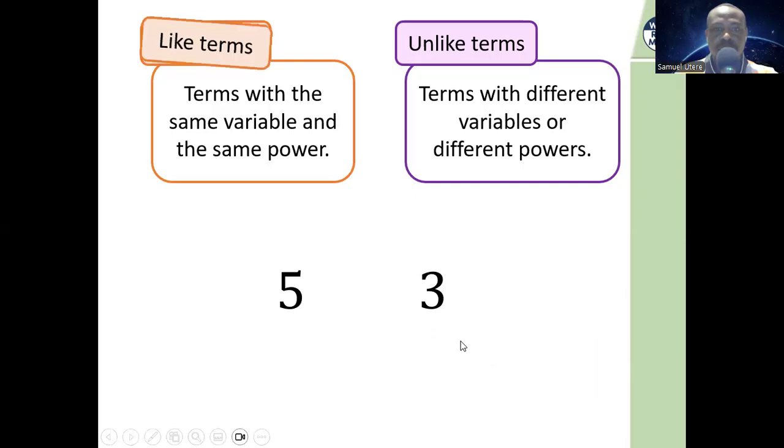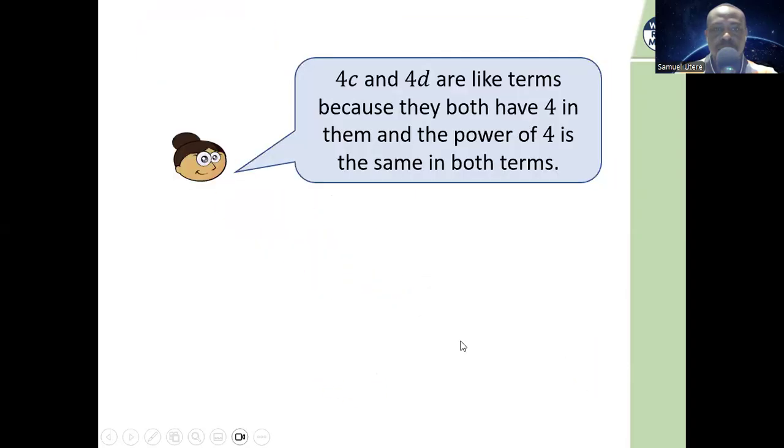So they are like terms. Okay. All right. Here is something to think about. Dora says, we can call her Dora or even call her Sophie, 4C and 4D are like terms because they both have 4 in them and the power of 4 is the same in both terms. Do you agree? Have a think. Do you agree?